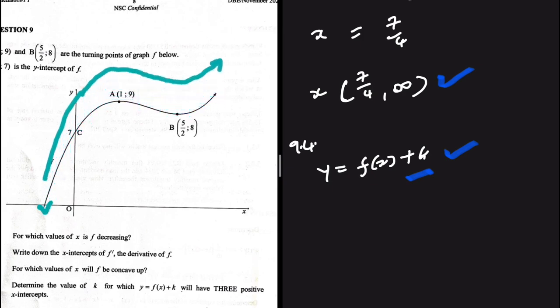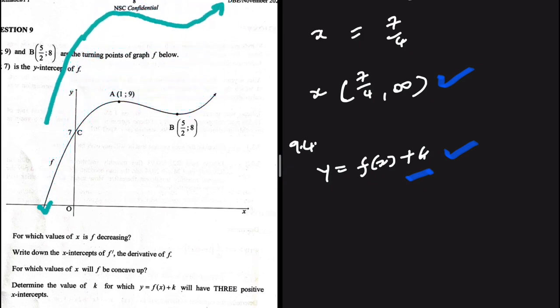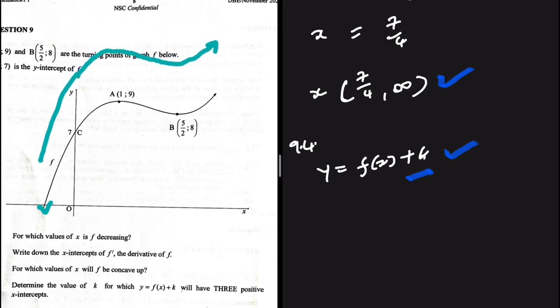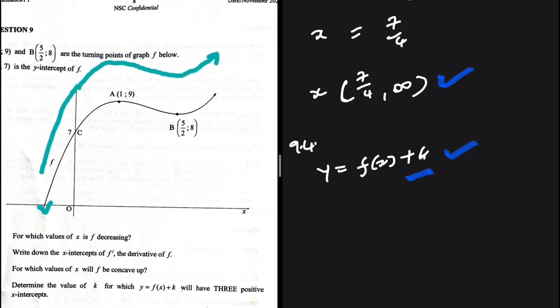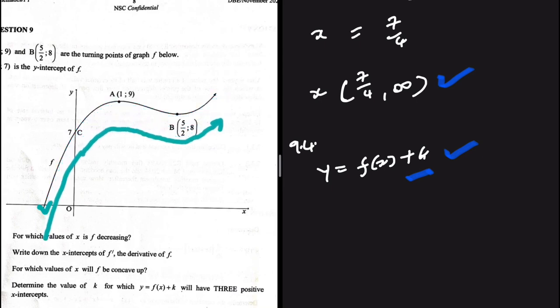So do we need the function to go up? No, we don't need the function to go up, because if it goes up and up and up, we are always going to have one negative x-intercept, and we are looking for 3 positive x-intercepts. So how do we get to 3 positive x-intercepts? Take a look at this. Okay, we take this down. How many intercepts do you have?